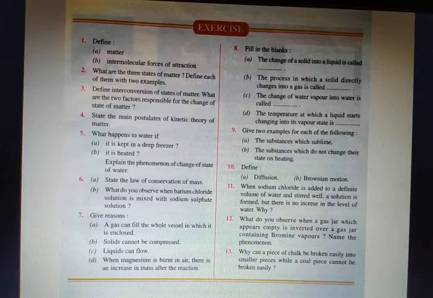Clear? All right. The next question, what are the three states of matter? I don't think this question needs to be addressed. Three states of matter: solid, liquid, gas. Define each of them with an example. You have to define solid, liquid, as well as gas. For solid, two properties you can write: it has proper shape, size, and volume, and the substance where the molecules are tightly packed is called solid. You can give examples of solids of your choice.